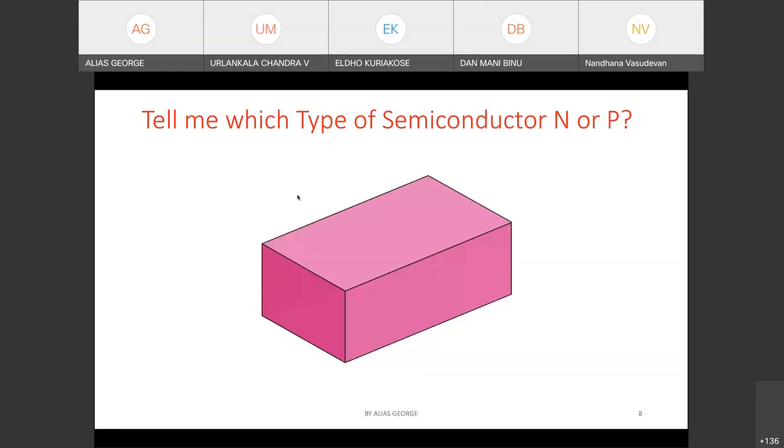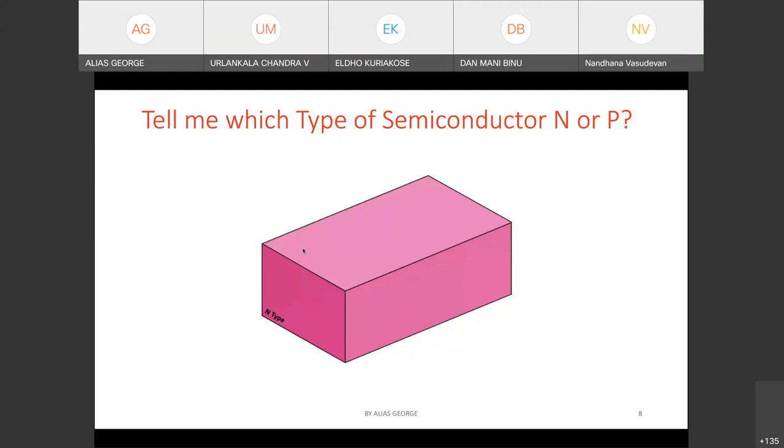Hello? Yeah. You can see this picture, right? Yes. Tell me which type of semiconductor it is, N or P, by looking at this picture. So Nandana, can you say that? Can't say. I will give one clue. 3, 2, 1, 0. So now please say which type of semiconductor that is. N type. Yeah, N type.